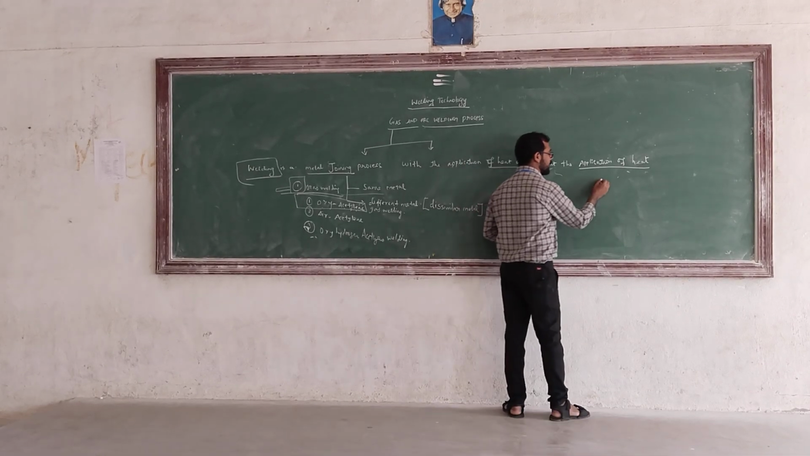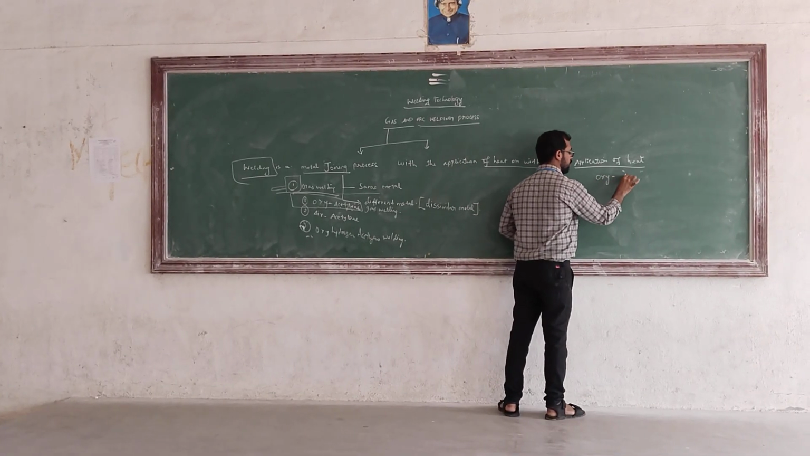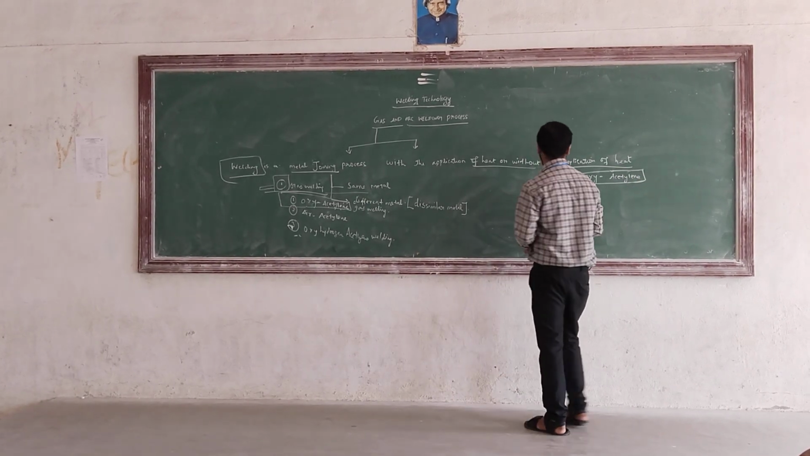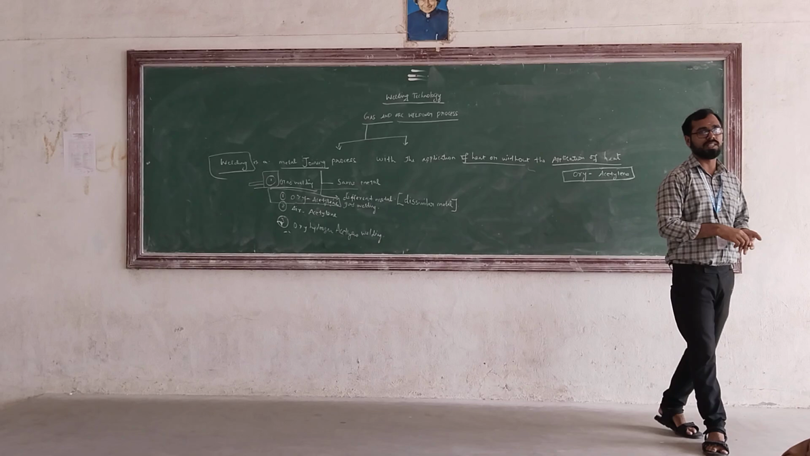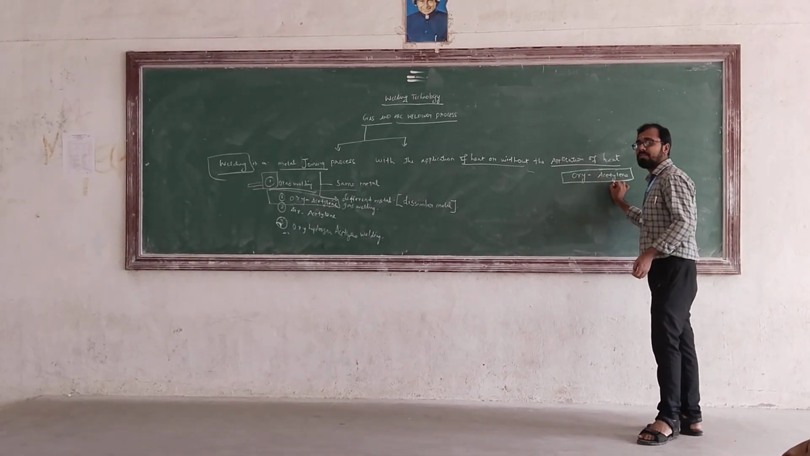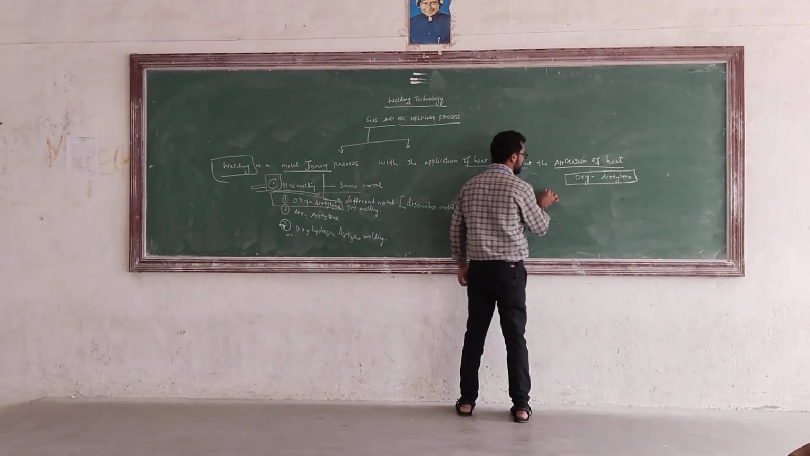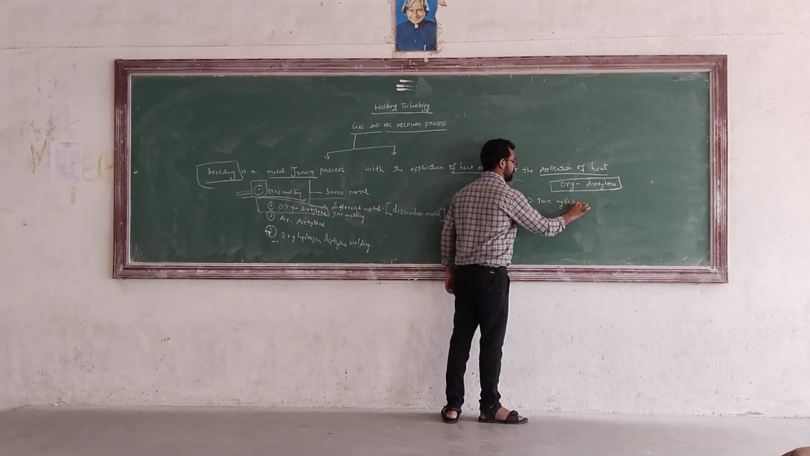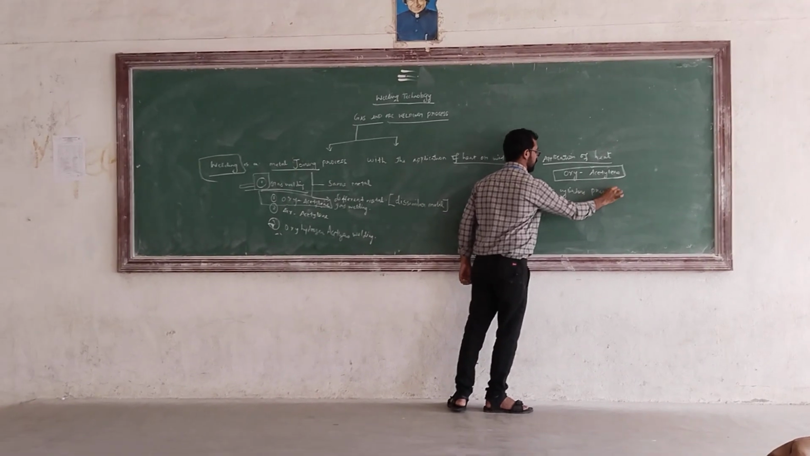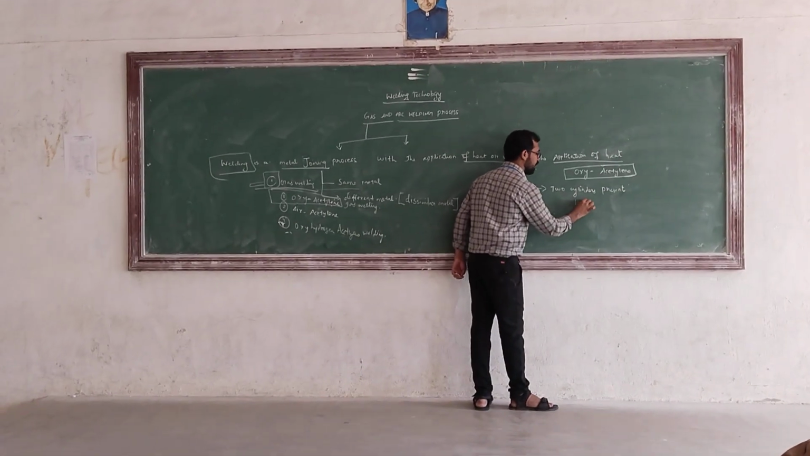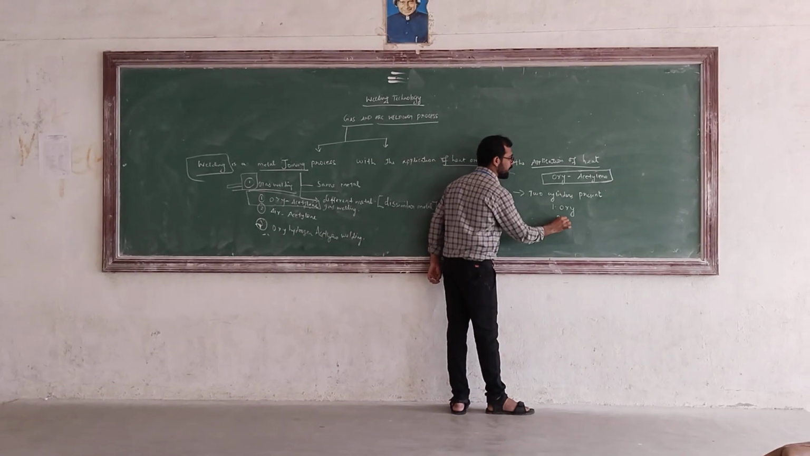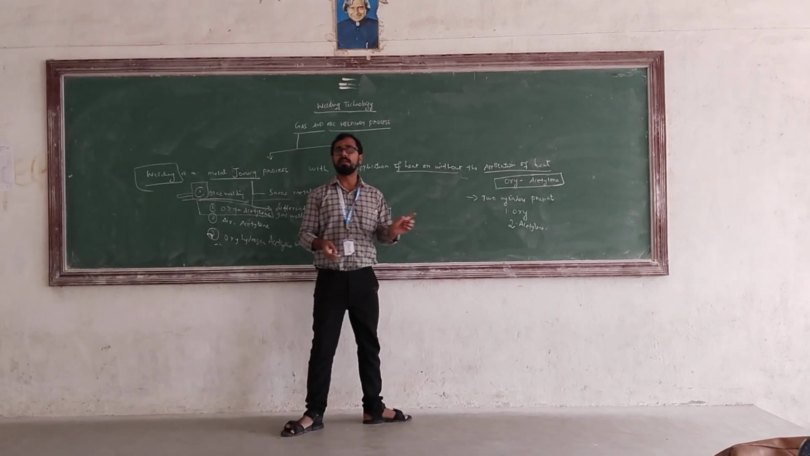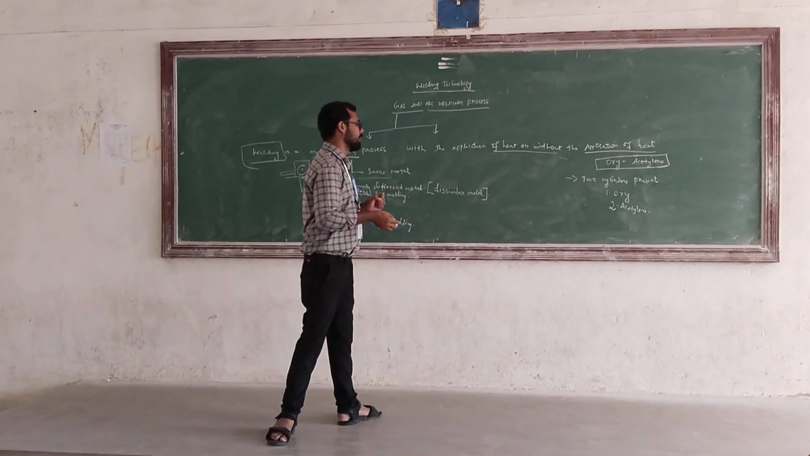Now we see briefly about oxyacetylene welding. In oxyacetylene welding, there are two cylinders present: one cylinder for oxygen and a second cylinder for acetylene. The fuel is stored in each tank.